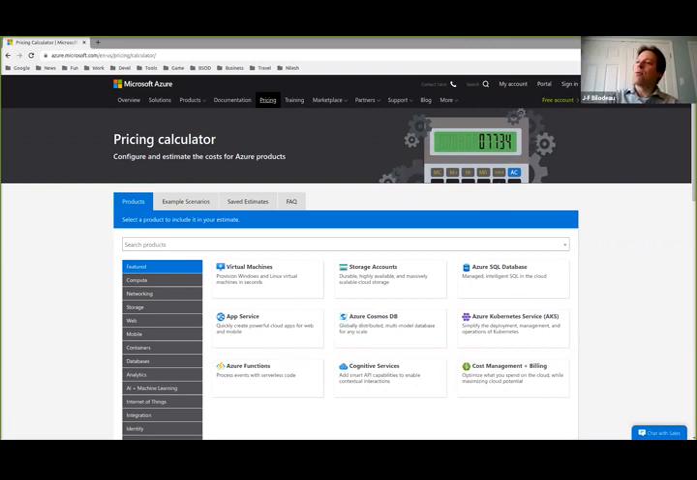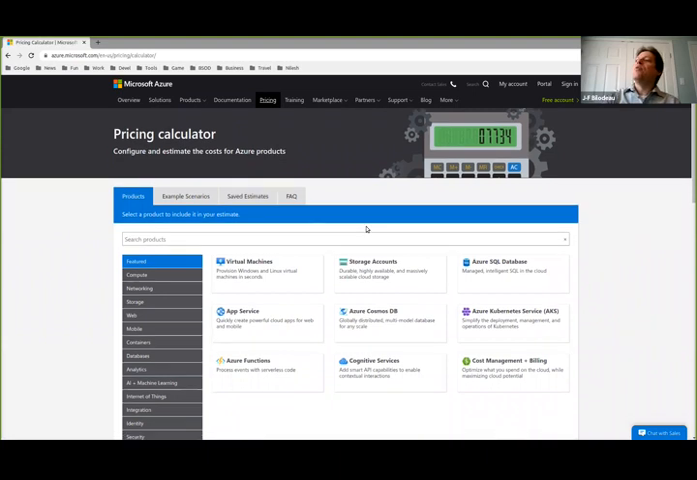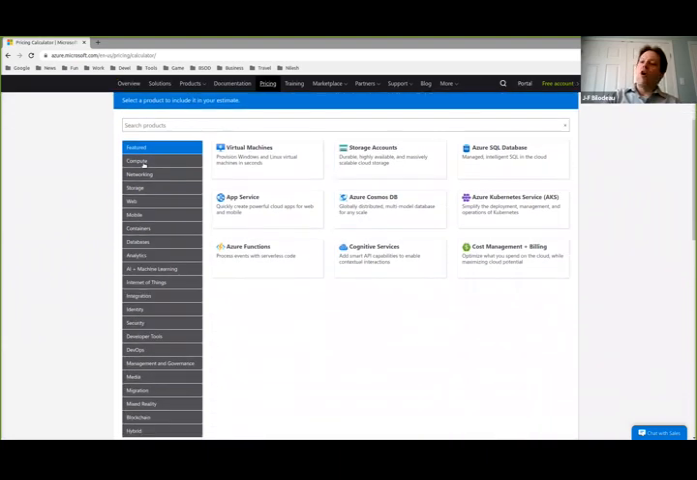All right, so here's the pricing calculator in Azure. The idea is, here's a list of all the products that are available for us in Azure. And beside that, here's a list of the categories. And beside that, the products that are available for us in Azure. So one of the premises here is we want to be able to use the pricing calculator to calculate how much our infrastructure is going to cost us.